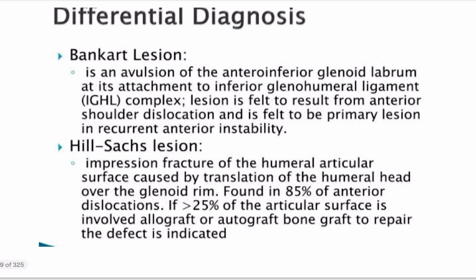So let's see the Hill-Sachs lesion. It is an impression fracture of the humeral articular surface caused by translocation of the humeral head over the glenoid rim. It is found in 85% of anterior dislocations and involves up to 20% of the articular surface. So the Hill-Sachs lesion is actually in the upper part of the humerus. This is very, very important. It is the upper part of the humerus.